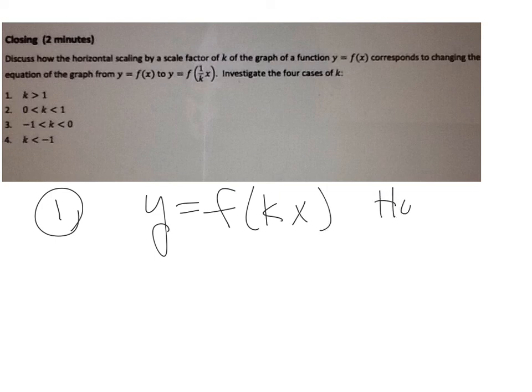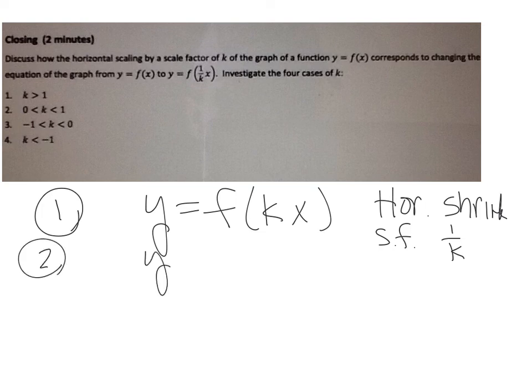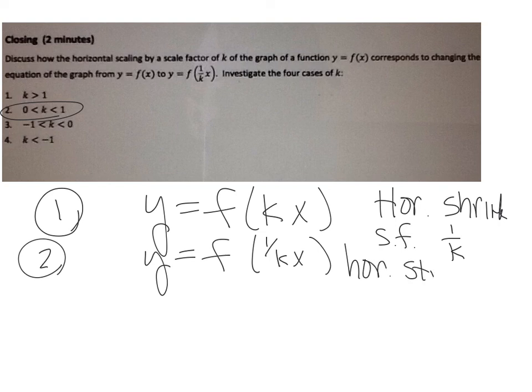For case 1, when k is greater than 1, if we have y equals f of kx, this is a horizontal shrink by a scale factor of 1 over k. It's hard. We have to do some work to get our scale factor. For case 2, y equals f of 1 over k x. See how we have a fraction? This is a horizontal stretch by a scale factor of 1 over 1 over k, which is just plain old k, right?